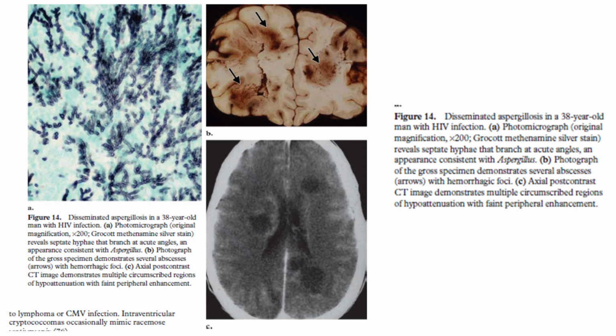Here we can see disseminated aspergillosis in a 38-year-old man with HIV infection. First picture, a photomicrograph revealing septate hyphae that branch at acute angles, an appearance consistent with aspergillosis. Second, a photograph of the gross specimen demonstrating several abscesses and hemorrhagic foci. Third image, axial post-contrast CT image demonstrating multiple circumscribed regions of hypoattenuation with faint peripheral enhancement.